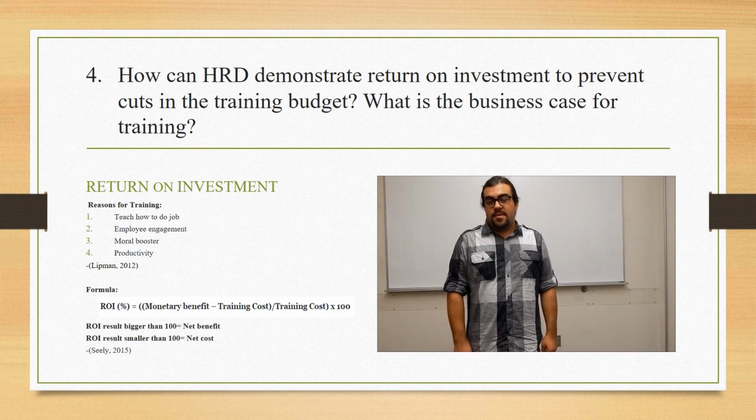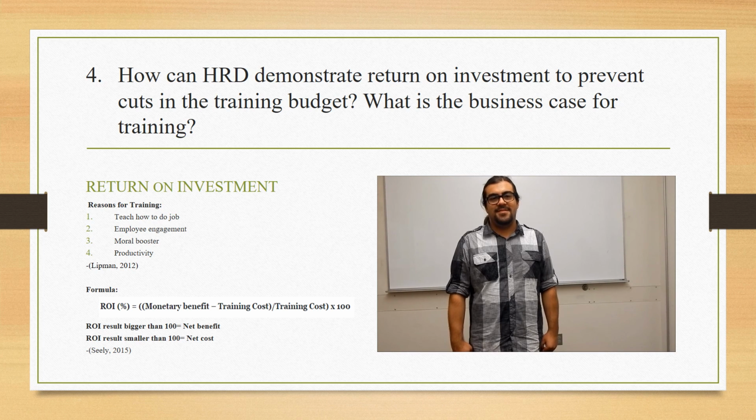A return of investment result bigger than 100 shows a net benefit. However, a result smaller than 100 shows a net cost. Hopefully the return of investment we calculate is bigger than 100.